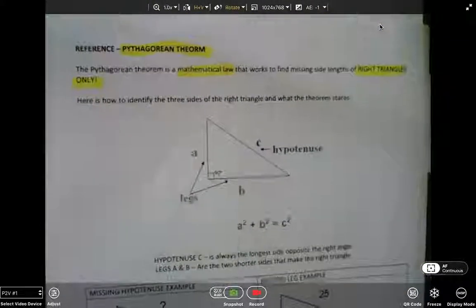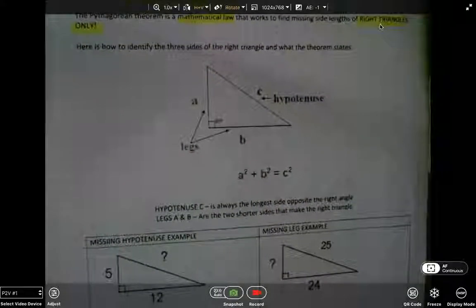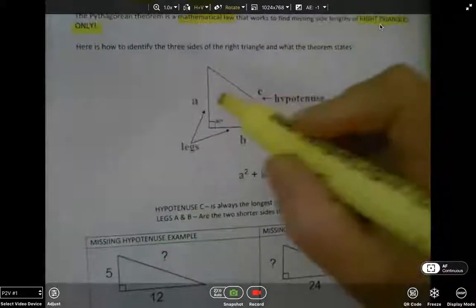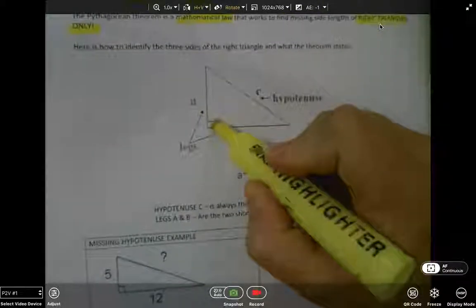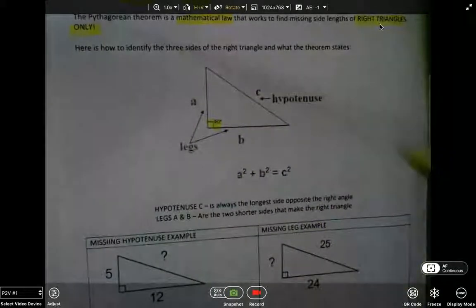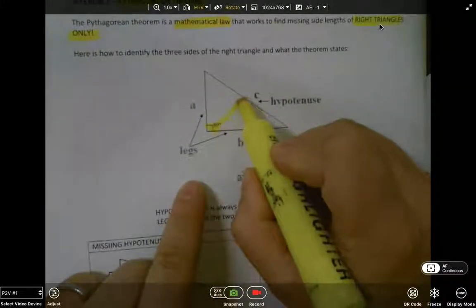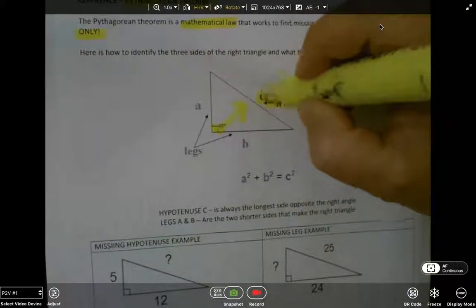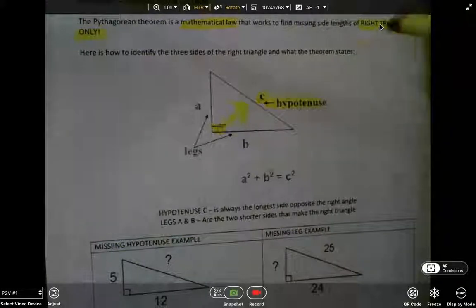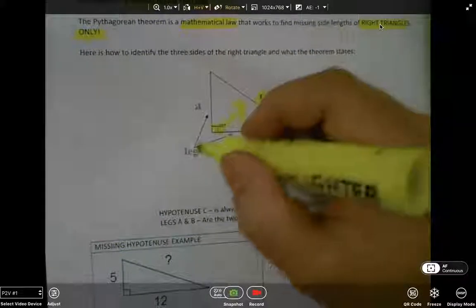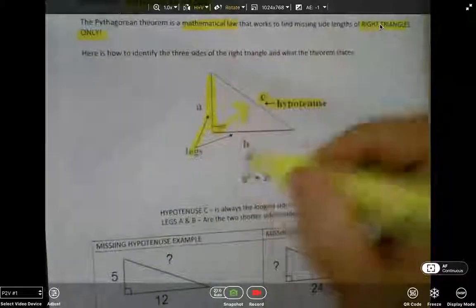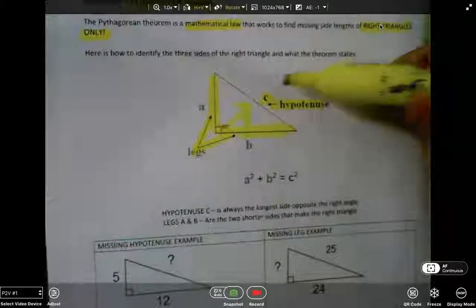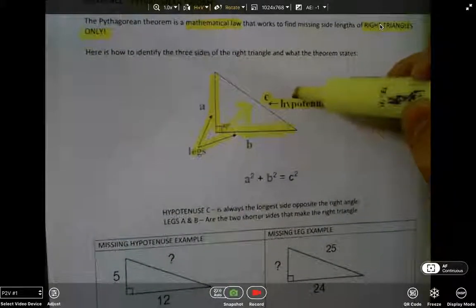The first thing you need to be able to do before we even talk about the theorem is identify the three sides of the right triangle. Right triangles are right triangles because they have this 90-degree angle. Whenever you look opposite of the 90-degree angle, it's called your hypotenuse, and that is what we refer to in the Pythagorean theorem as your C value. The two shorter sides are called your legs. So this would be your leg A, and B is also your other leg. So legs are A and B, and the opposite to 90 is your C, the hypotenuse.